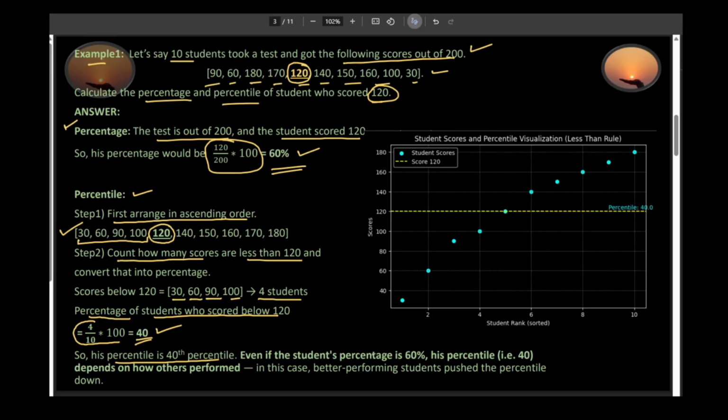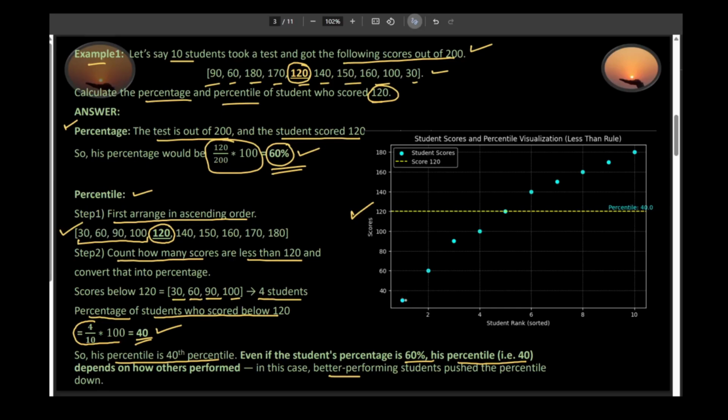Even if his percentage is 60%, the student scored 60%, but his percentile is 40th. So basically, percentile depends on how other people perform. In this particular instance, the students who performed better than him pushed his percentile down. So you can see this through an example.